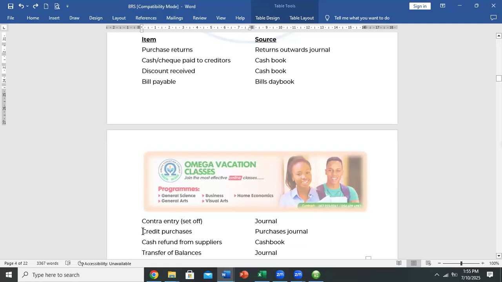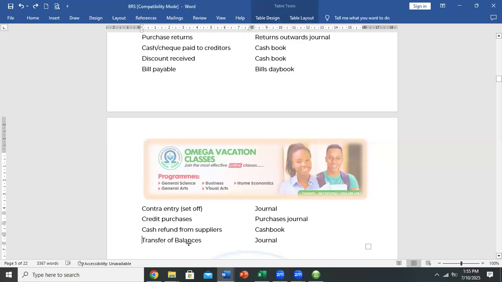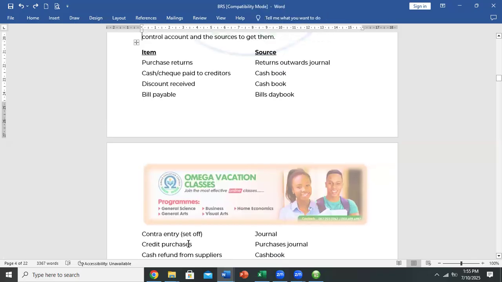Then the credits, the famous credit purchases, which is the beginning of these creditors in the first place. When we purchase from them and we don't pay, that's credit purchases. Then we get creditors into our books. You have cash refund from suppliers. So your suppliers can also refund certain monies to you, like we had cash refund to debtors. And lastly, the transfer of what? Balances.